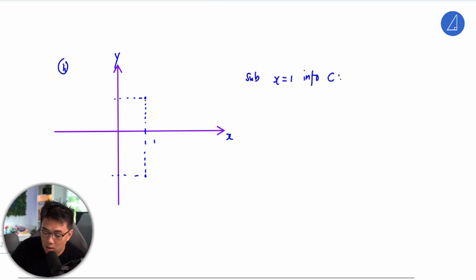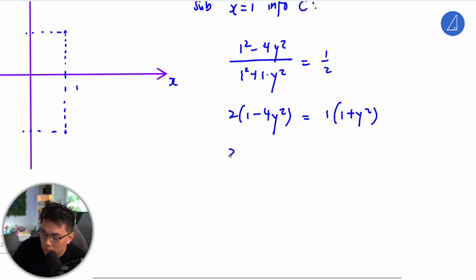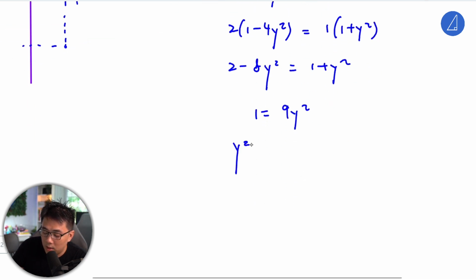What we have is 1 squared minus 4y squared equals 1 squared plus 1 multiplied by y squared, equals to half. So this is 2 times (1 minus 4y squared) equals 1 times (1 plus y squared). So 2 minus 8y squared equals 1 plus y squared. That'll be 1 equals 9y squared, so y squared is equal to 1 over 9. y would just be plus or minus the square root of 1/9, which is 1/3 or negative 1/3.